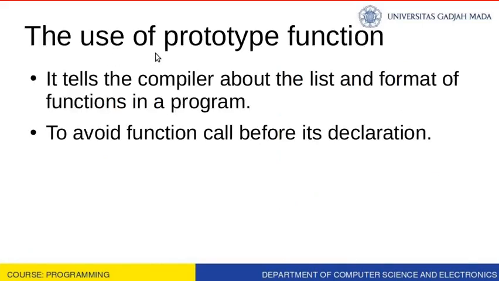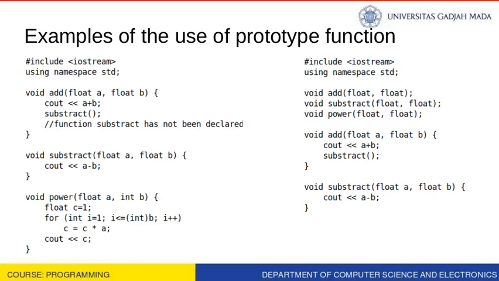So what is the use of prototype function? It tells the compiler about the list and format of the functions inside a program. And the second use is to avoid function call before its declaration. For this second use, we will have this example. This is the use of prototype function, especially for the second use mentioned in the previous slide.